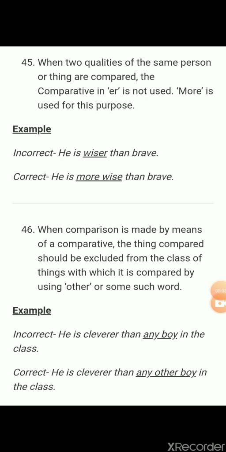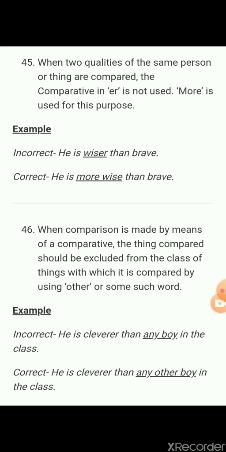Moving ahead, rule number 45 on the screen. When two qualities of the same person or thing are compared, the comparative in ER is not used. You know the structure of the comparative, ER and EST. More is used for this purpose. Very simple to understand, I will explain very fast. Suppose I have two qualities, writing very fast and speaking very fast. Then we are talking about two, so the comparative degree will come. And what is the structure of the comparative degree? That is ER. ER will not come. More is used for this purpose.